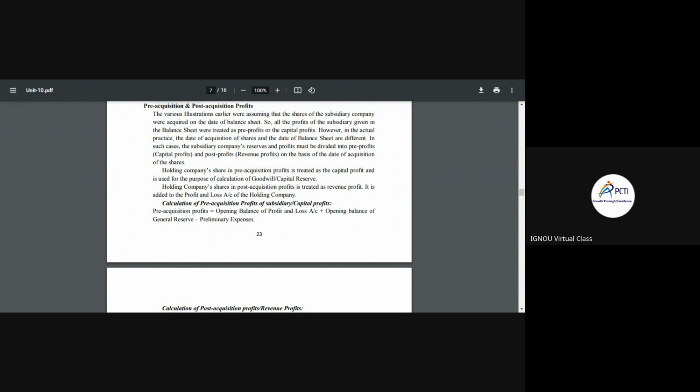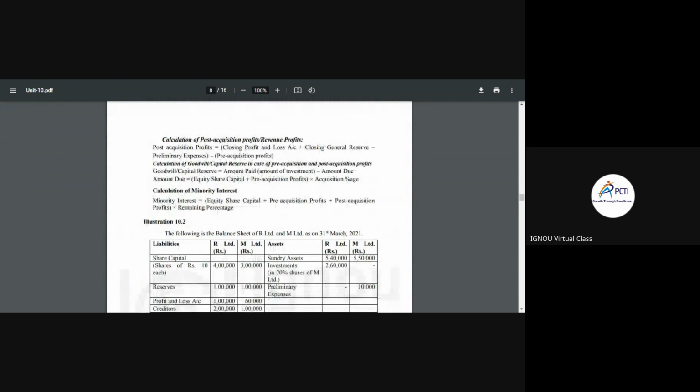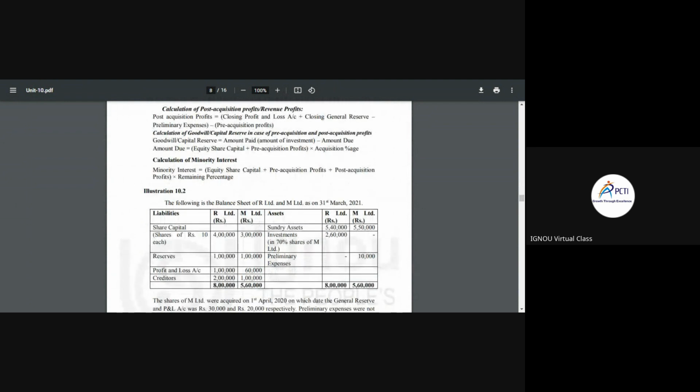Next one is how we calculate the pre-acquisition profit of a subsidiary company, or capital profit. In the case of pre-acquisition profit, we take the opening balance of the P&L account, then add the opening balance of general reserve, and deduct the preliminary expenses. Next is the calculation of post-acquisition profit or revenue profit. In the case of post-acquisition profit, we take the closing profit and loss account, add the closing general reserve, then deduct preliminary expenses and deduct pre-acquisition profit.